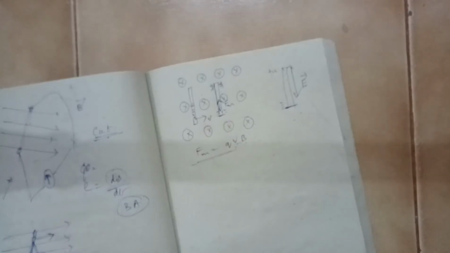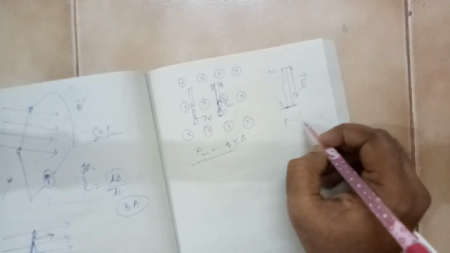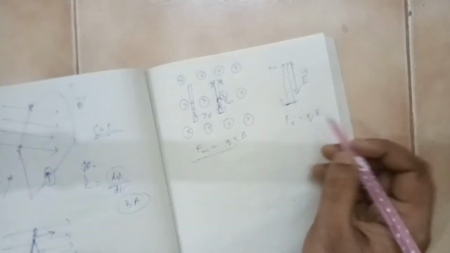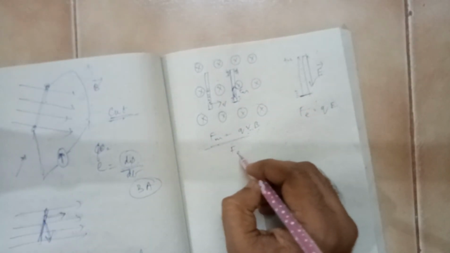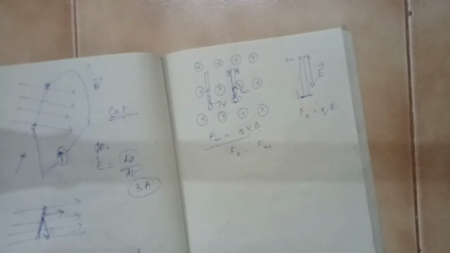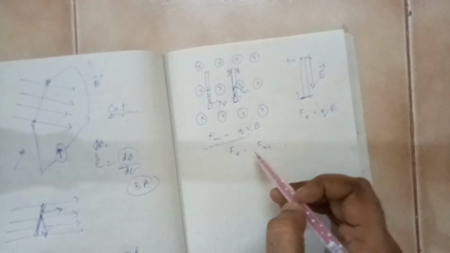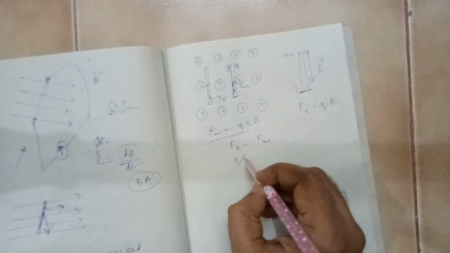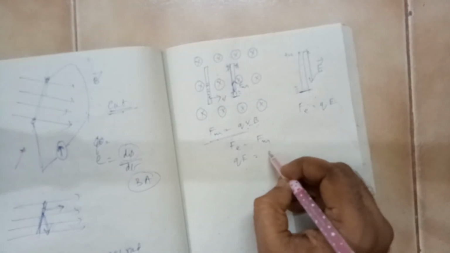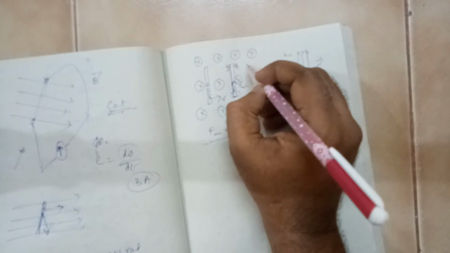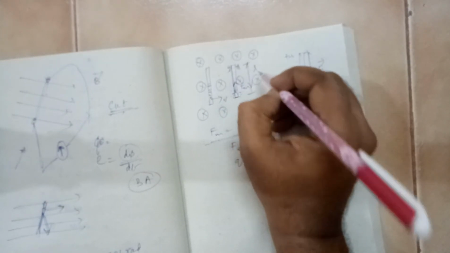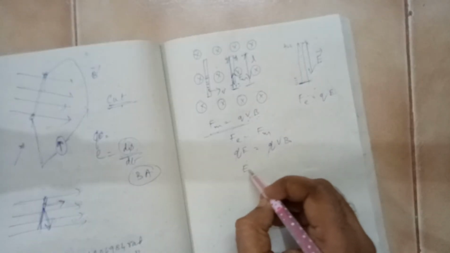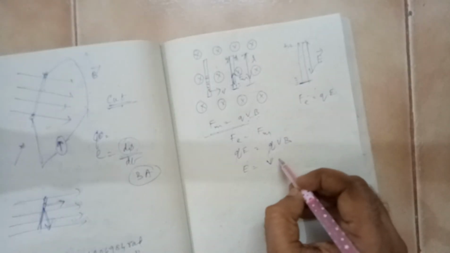If there is an electric field, and Q is the charge, what is the electric force? It is Q times E. So under equilibrium this Fe will be equal to Fm. Fe will be compensating this magnetic force. So Fe is equal to QE, and this is equal to QVB. Let us say this rod length is L. So Q cancels. E is equal to V into B.